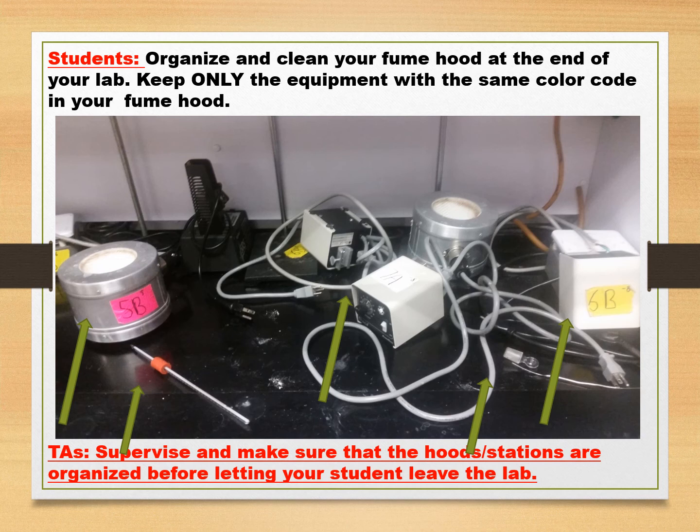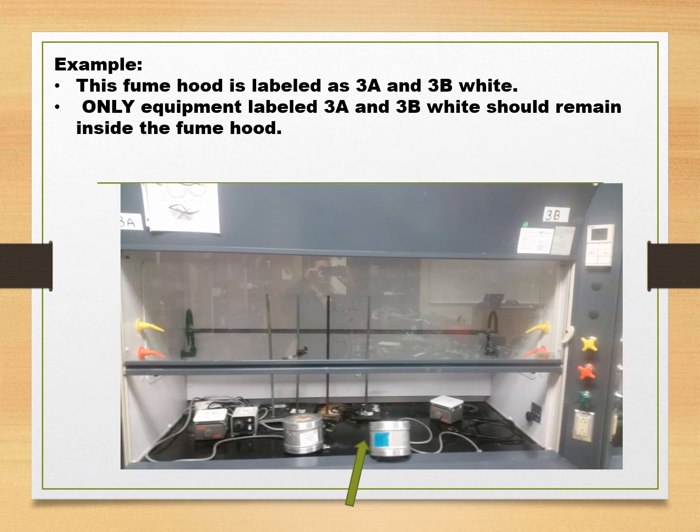Some experiments need a set of instruments connected together, and for easy use and for safe use, you must label and arrange equipment that go together through labeling and coding. For instance, if you see this hood, it's labeled 3A to the left and 3B to the right, which means any equipment or instruments that are labeled with 3B must go to 3B, and any equipment that are labeled 3A must go to the 3A, which is the left corner here.